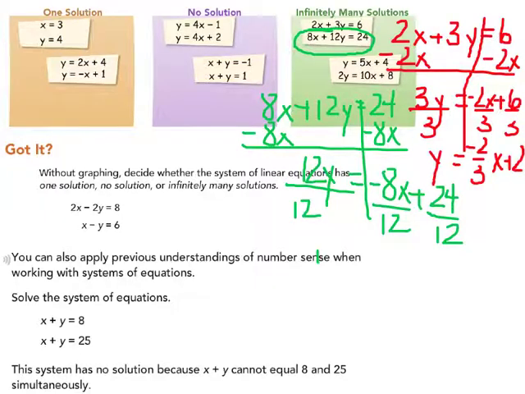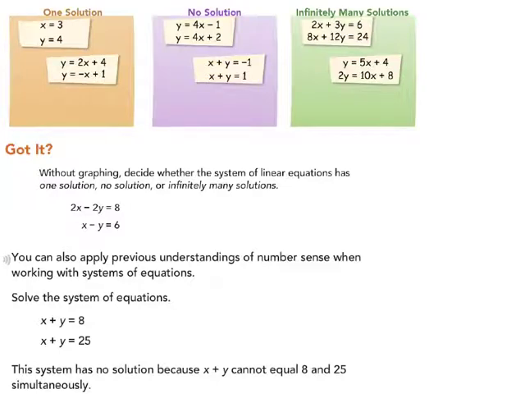So that leaves me with y equals, and then negative 8 over 12, both of those numbers are divisible by 4, so that simplifies to negative 2/3 x, and then 24 divided by 12 is 2. And once we put them in slope-intercept form, we can see that the slopes are the same, and so are the y-intercepts. So that means one line is on top of the other, and there are infinitely many solutions.